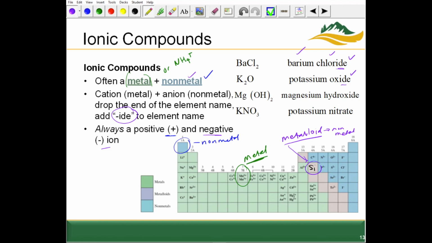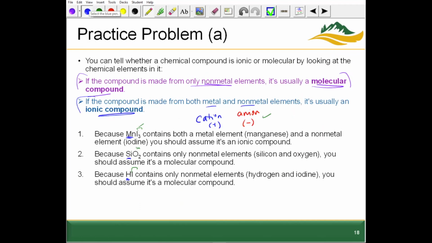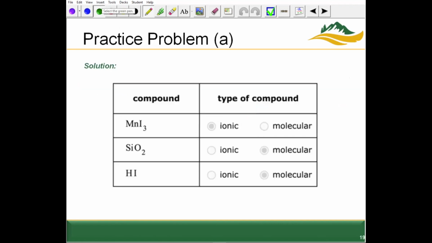So for naming purposes, a metalloid, you can essentially consider that also another nonmetal. So manganese is a metal, that must mean this is ionic. Silicon is a metalloid, that must mean this is molecular. Hydrogen is a nonmetal, that must mean this is also molecular. So ionic, molecular, molecular, there is our solution.